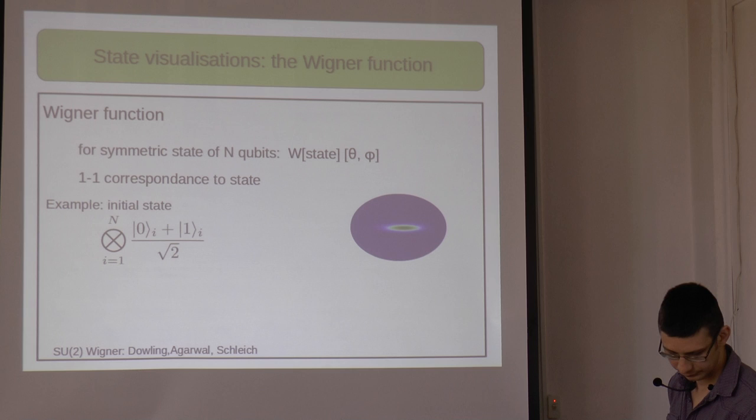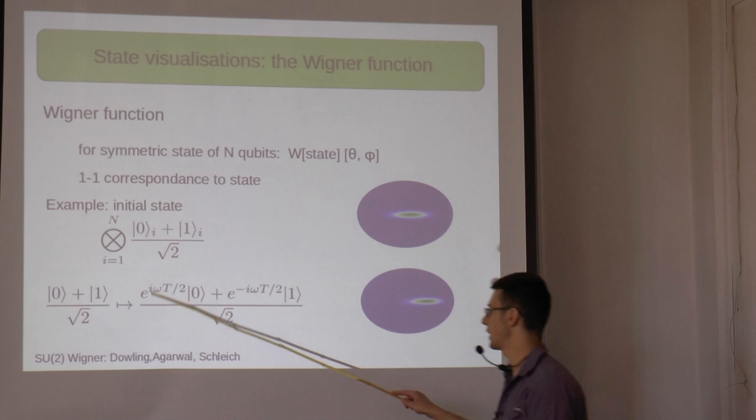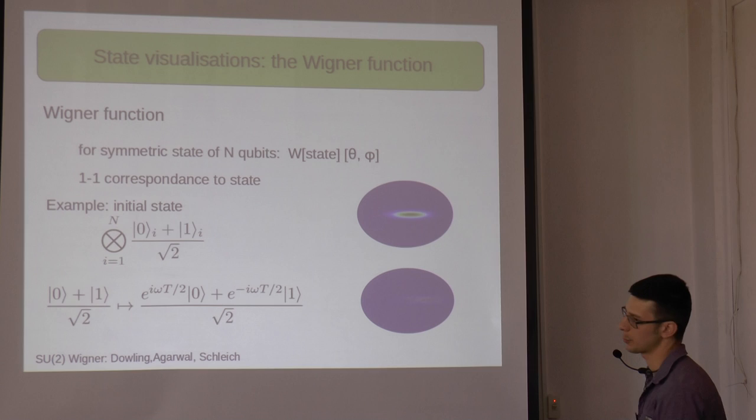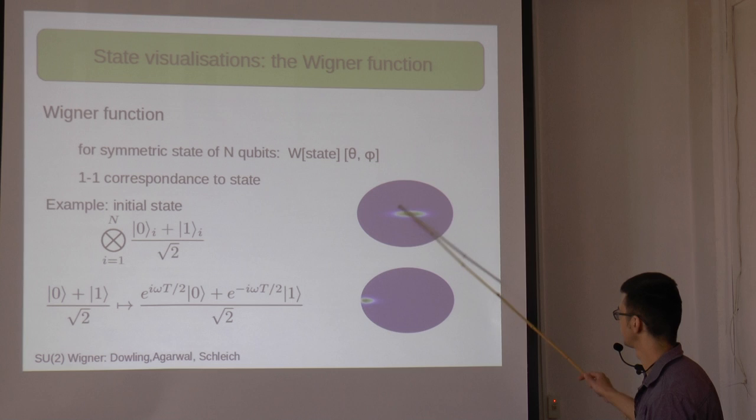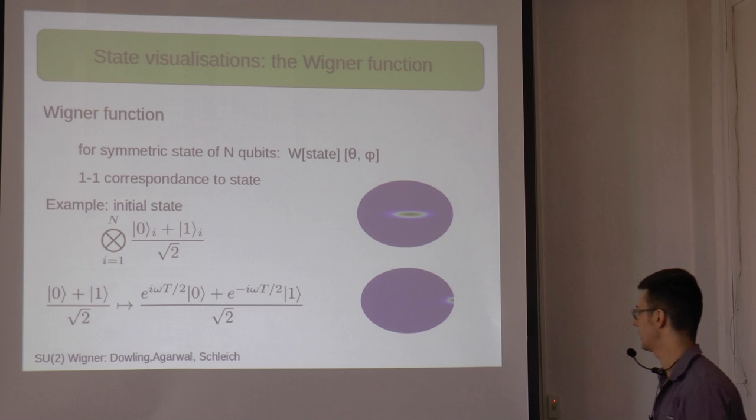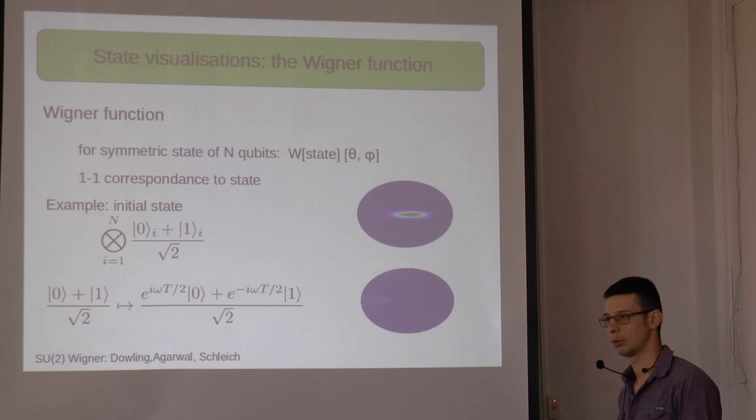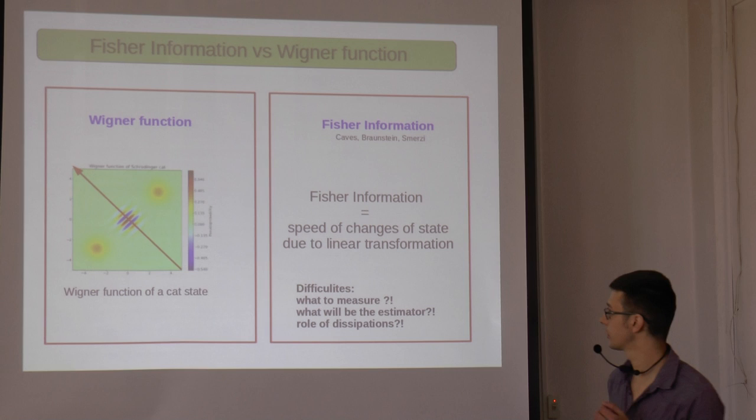Okay, this state which is evolving is nicely expressed using this Wigner function. This initial blob is just rotating around Z. And the whole idea of an atomic clock is to synchronize the period of this oscillation with some local oscillator. How is it connected to Fisher information?